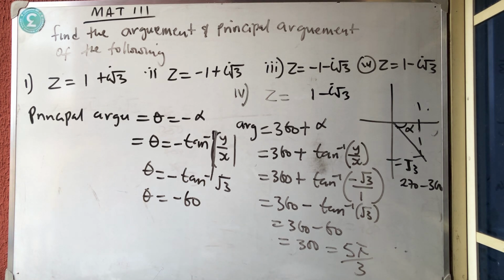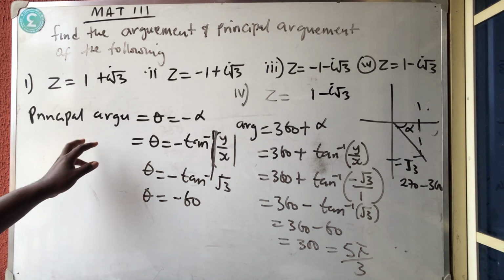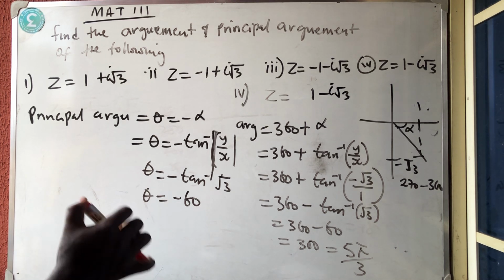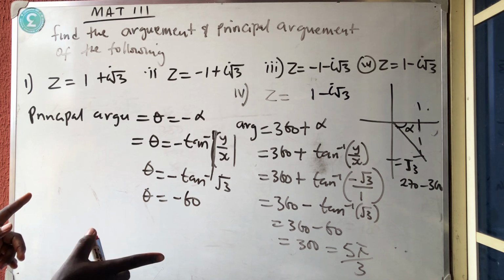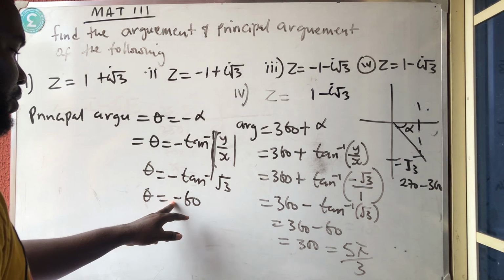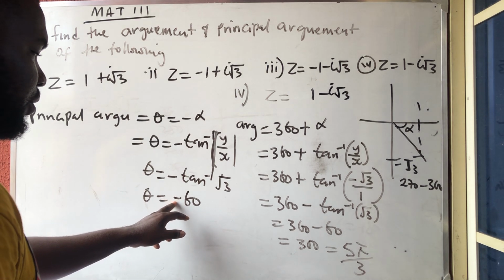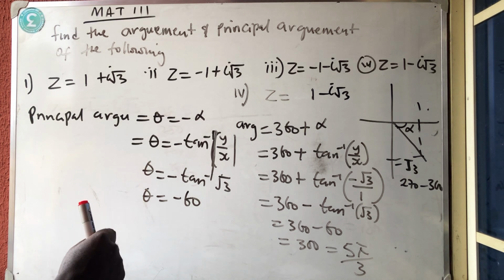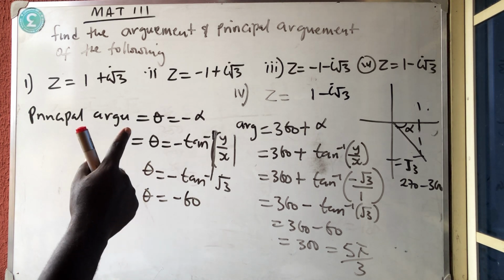So in fact, the only place principal argument changes is in the fourth quadrant. That is the only place it changes. Principal argument and argument are the same thing everywhere except in the fourth quadrant. Okay, in the fourth quadrant, it is only minus alpha, and alpha is now the absolute value of tan inverse of the absolute value of y over x.